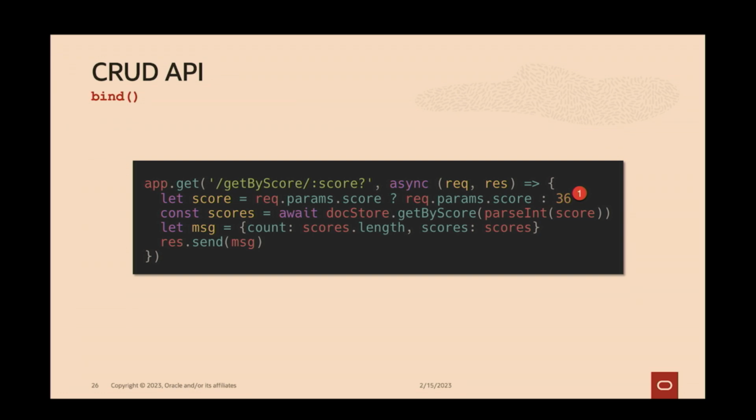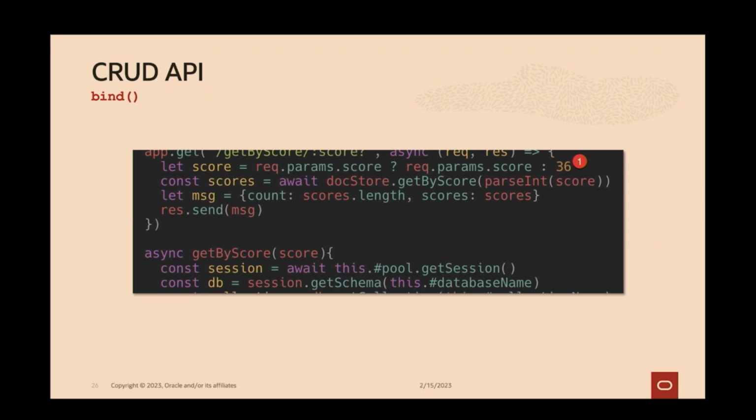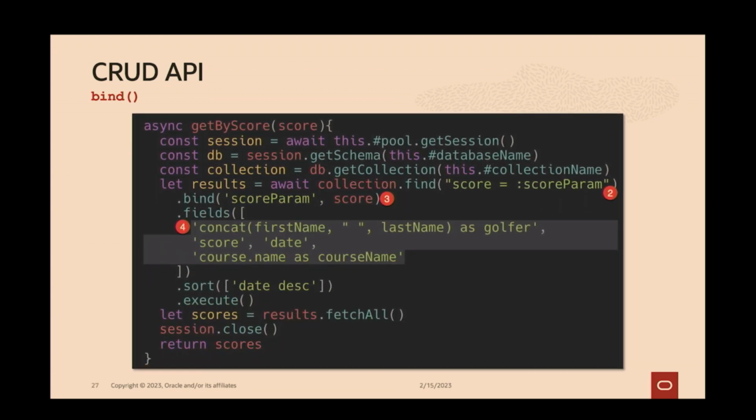So here, an example, basically we say get by score. If score doesn't exist, we set the default to 36. And in get by score, in the find, we have score equals colon score param. The colon parameter name is how we parameterize the data. And then we call dot bind, and we pass in the parameter name and then the parameter value. So in this case, we're saying set the score param equal to whatever value is passed in, and then the where statement then becomes score equals the score that was passed in.